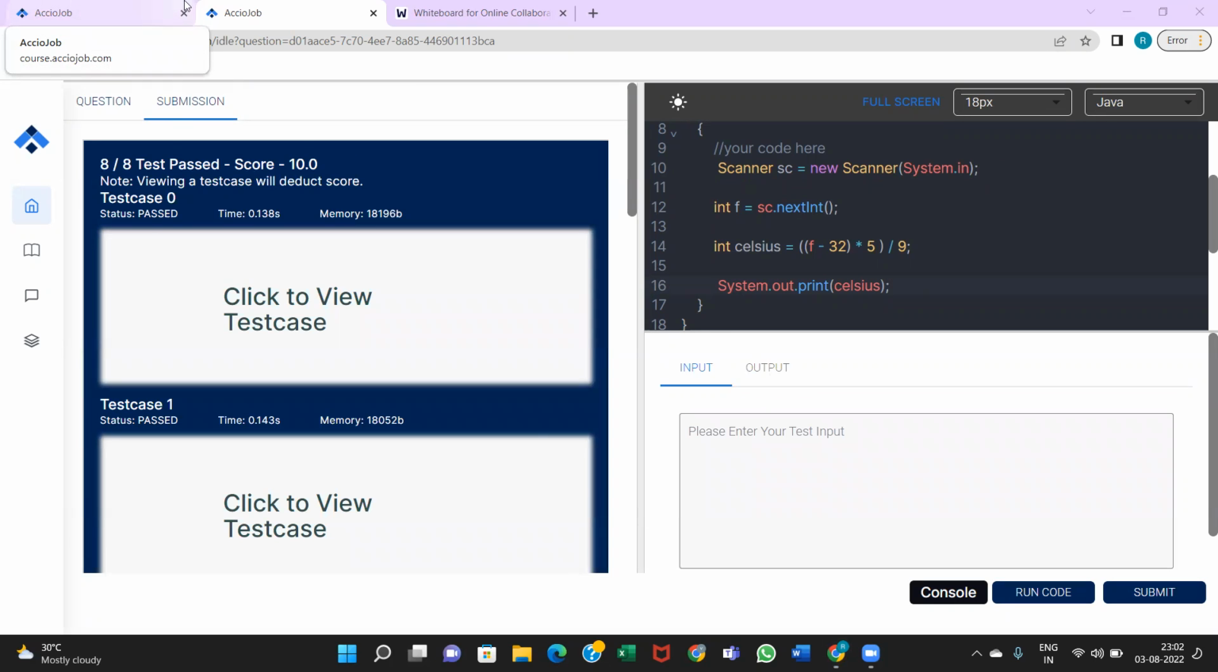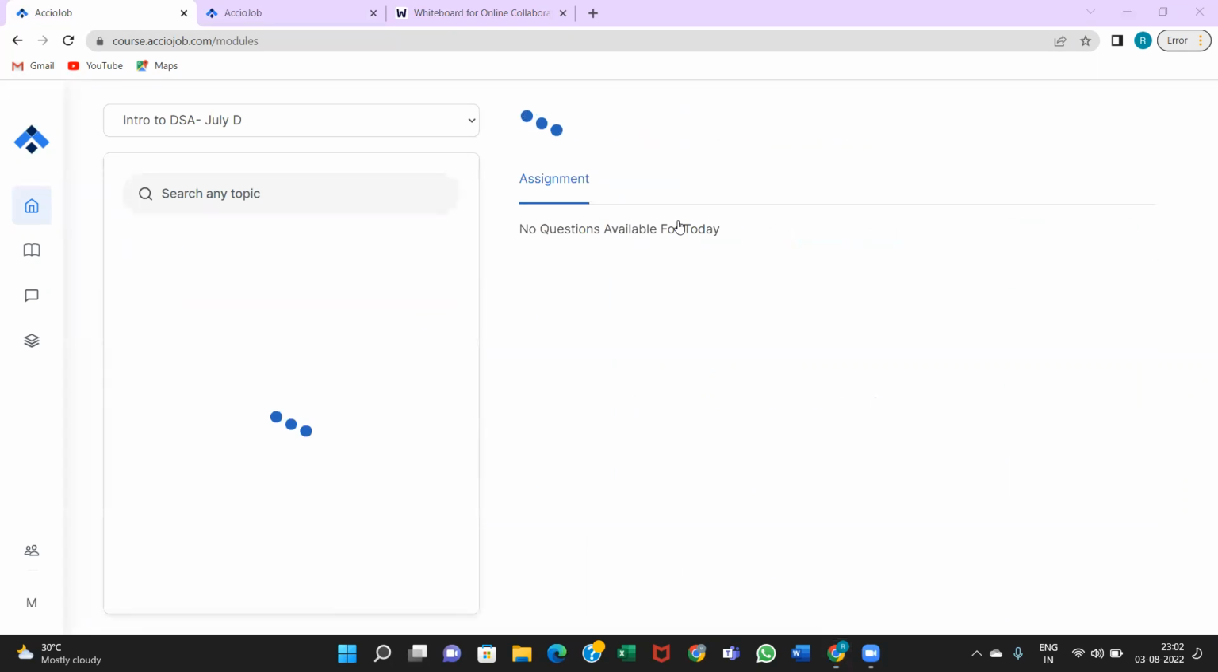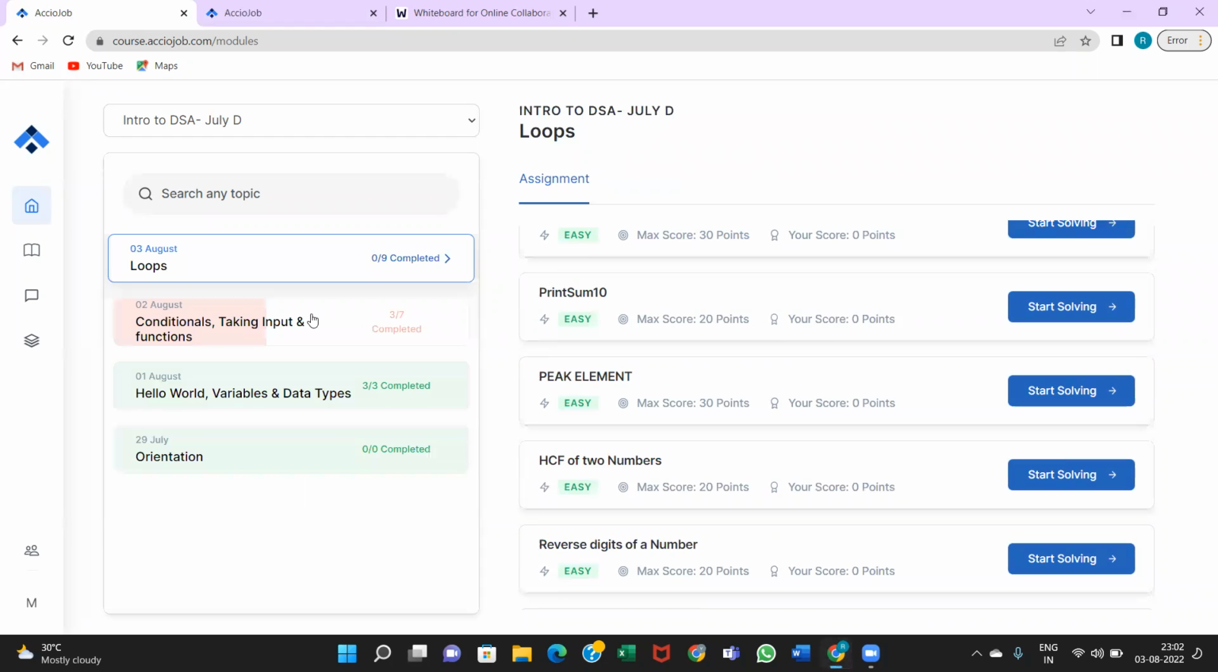Any confusion, anyone, in this problem? Otherwise, we'll move to the next one. It was a very basic problem.